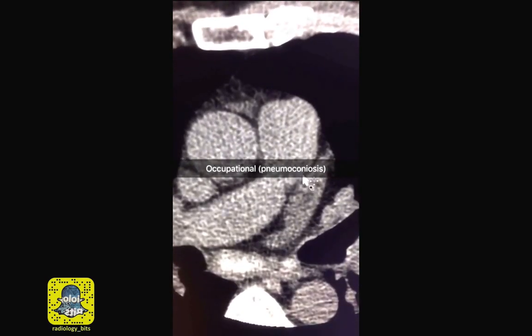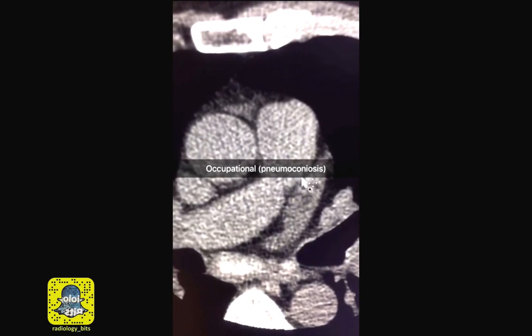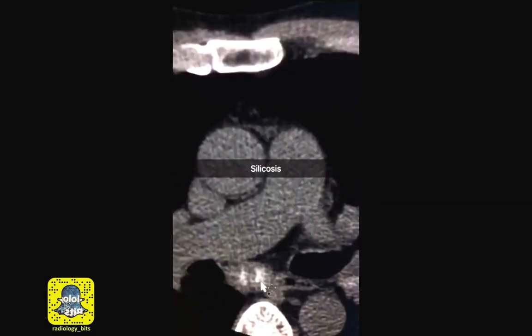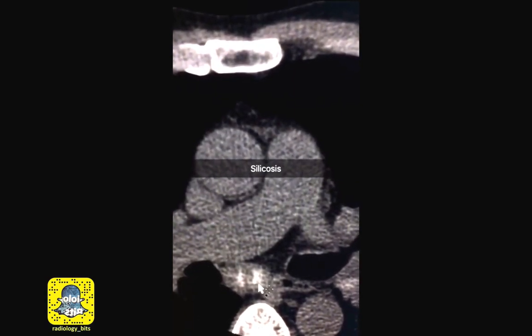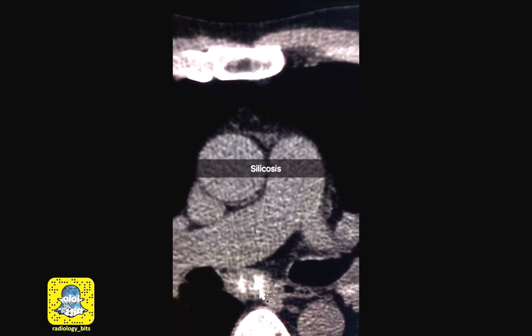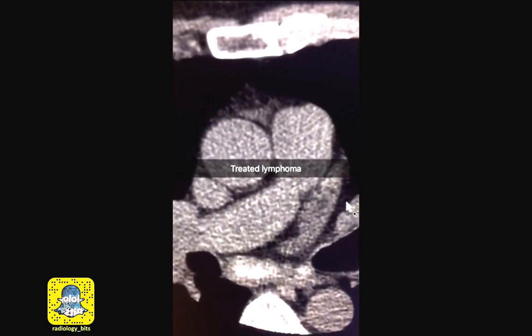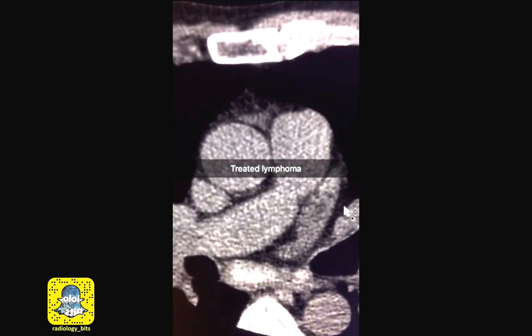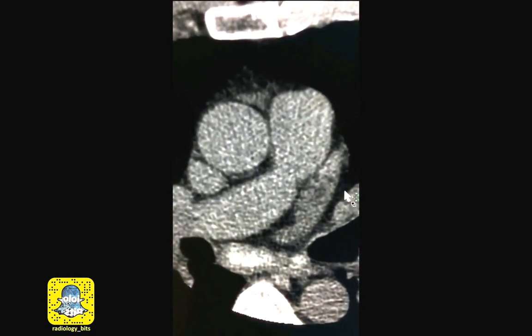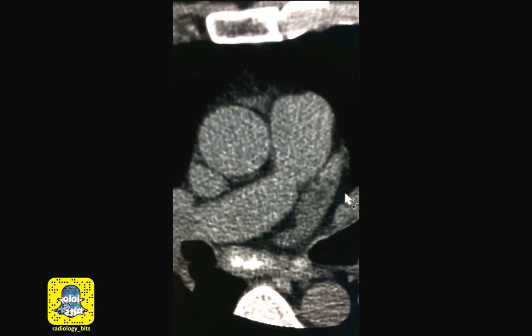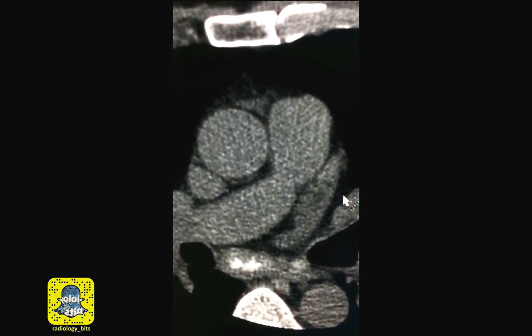Another category to consider would be that of occupational lung disease, also known as pneumoconiosis. The classic occupational lung disease that gives calcification in lymph nodes is silicosis. The other important category to remember is treated lymphoma. Note that lymphoma is typically a homogeneous, non-calcified tumor, but it calcifies after chemotherapy or radiotherapy.